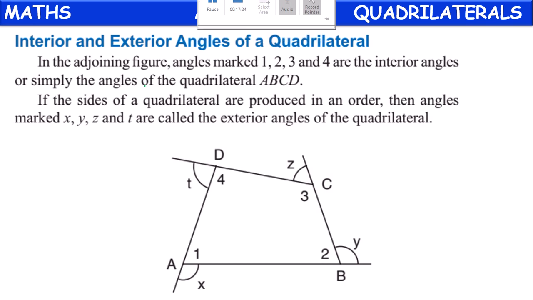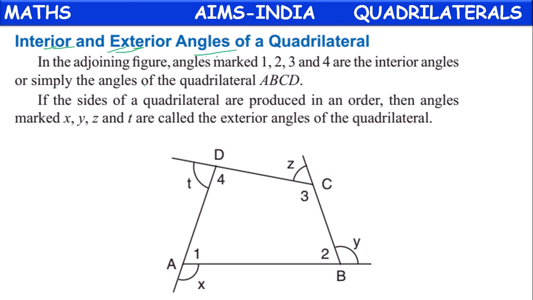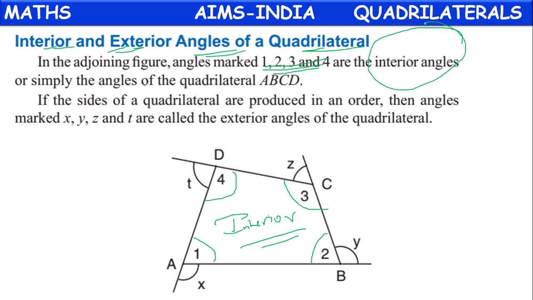Next one. Interior and exterior angles of a quadrilateral. In this figure, we have angles marked 1, 2, 3, 4. These 1, 2, 3, 4 are present in the interior part of the quadrilateral, so they are called interior angles, or we can call them angles of the quadrilateral ABCD.